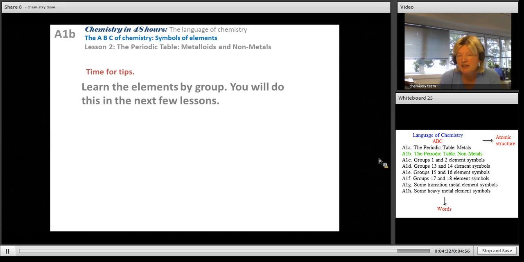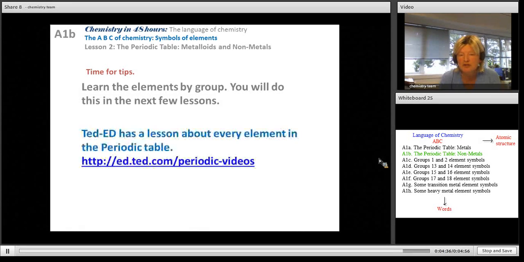Finally, time for tips. Learn the elements by group, and we're going to do this in the next few lessons. It'll really help your chemistry. For interest, TED has got a short lesson on every element in the periodic table, which are really interesting, so you're welcome to go and look at those videos.